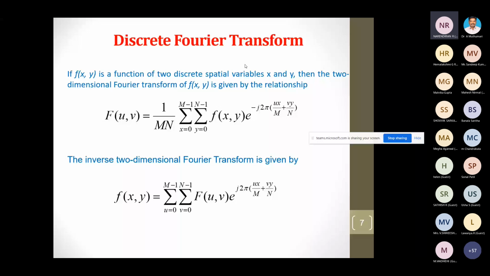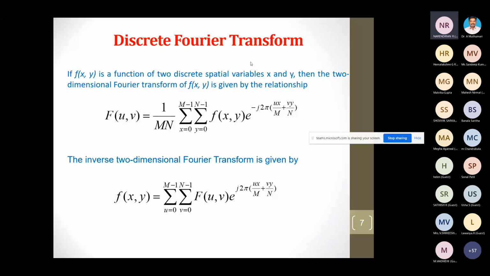Capital F of u comma v is the Fourier transform of small f of x comma y. Capital F of u comma v is equal to 1 by m by n, where m and n are the size of the subimage. Generally, we take odd numbers, either 3 by 3, 5 by 5, 7 by 7, or 9 by 9, like that. It's a matrix.